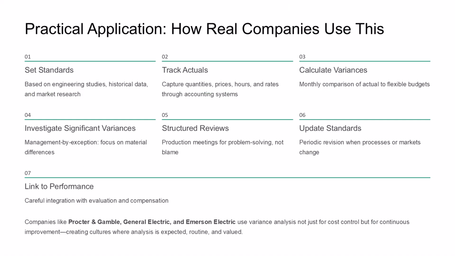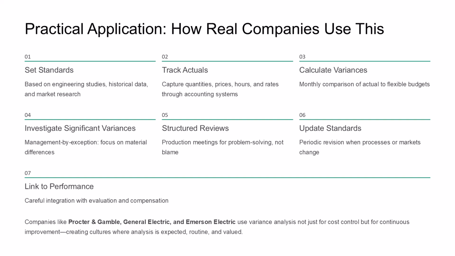Practical application: how real companies use this. Let's talk about how companies actually deploy variance analysis in their management systems. First, they set standards based on engineering studies, historical data, and market research. Those standards go into the budgeting system and the standard costing system. Second, they track actual results through their accounting systems, capturing actual quantities, actual prices, actual hours, actual rates. Third, they calculate variances regularly, usually monthly, comparing actual performance to flexible budgets based on actual activity levels.